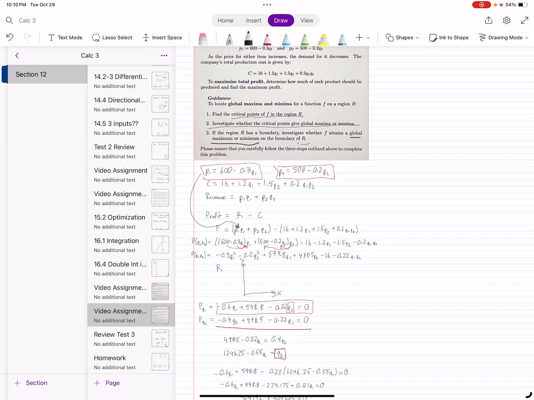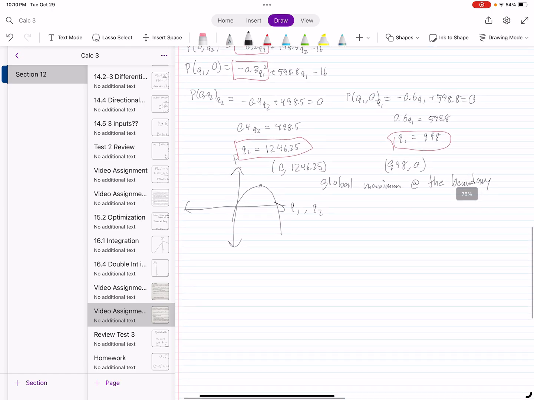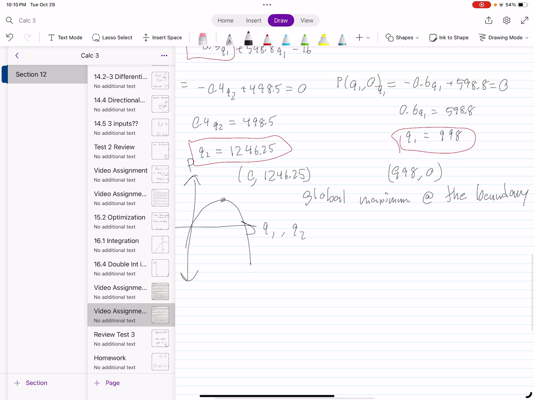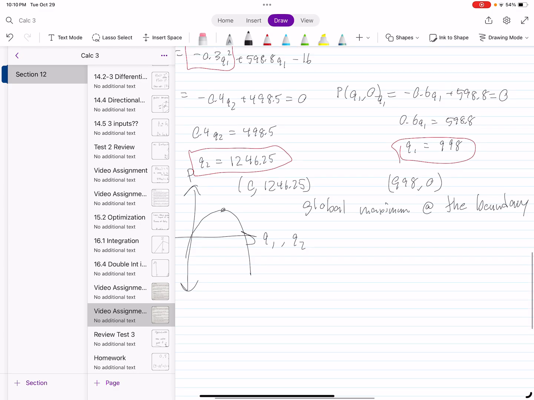And what these mean are basically just if they were to maximize their profits without selling either of the products. So if they could not sell product 1, they would need to sell 1,246 and 1/4 of the second product, and vice versa for the first one.